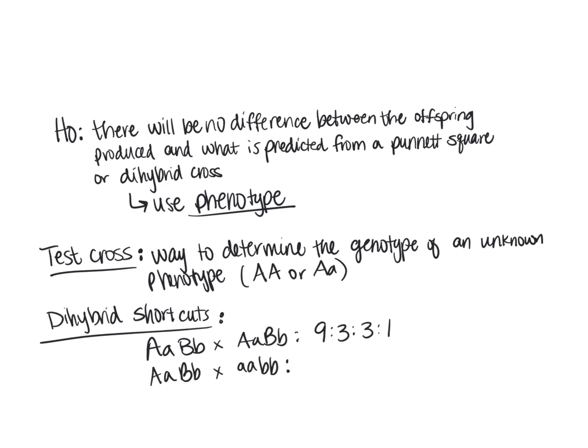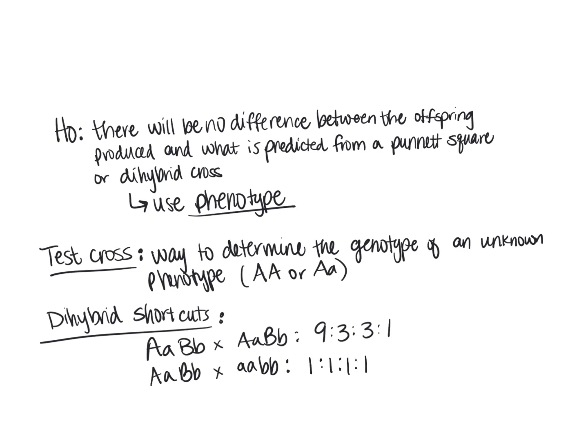The second one that I think is very helpful for you to remember is if you have a parent heterozygous for both traits and a completely homozygous recessive parent for the other. When you have a cross like this, the ratio is always going to be a 1:1:1:1 ratio.